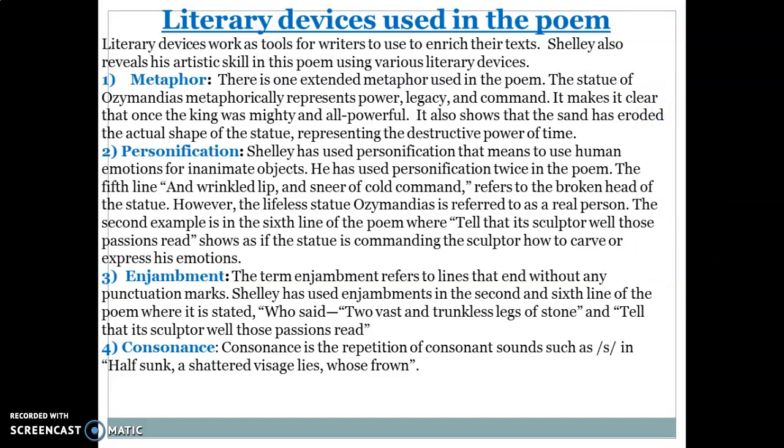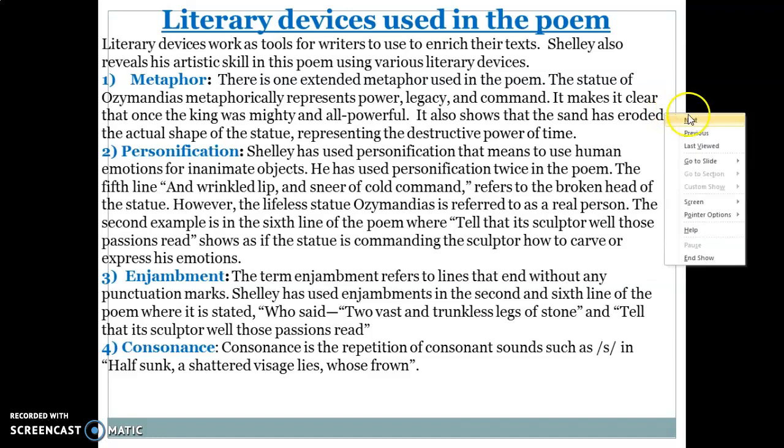Then, what are the literary devices used in the poem? The literary devices are tools for writers to enrich their text. So Shelley revealed his artistic skill in the poem. He has used metaphor, personification, enjambment, consonance. Enjambment refers to a line that ends without any punctuation mark. Shelley has used enjambments in the 2nd and 6th lines of his poem, where it is stated, "Who said two vast and trunkless legs of stone," and "tell that its sculptor well those passions read."